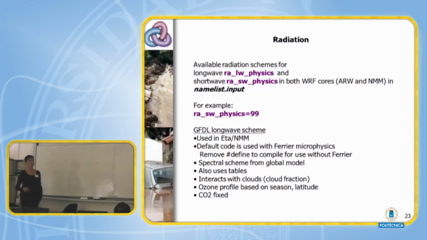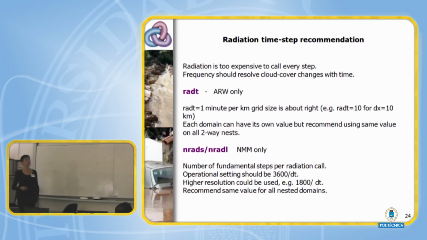There is a lot of documentation about all of these schemes for radiation and other physical processes. I'm showing you just an example, and in your manuals you will have all possible options for including, for example, radiation. And also radiation is too expensive, if we are talking about computer time, to call at every step. So we try to adjust a few steps for how to resolve cloud cover changes with time. There are a few parameters for the Advanced Research version, like radt, the radiation time. It is 1 minute per kilometer of grid size. So think about that. If you choose dx like 10 kilometers, you should choose 10 minutes for radiation.